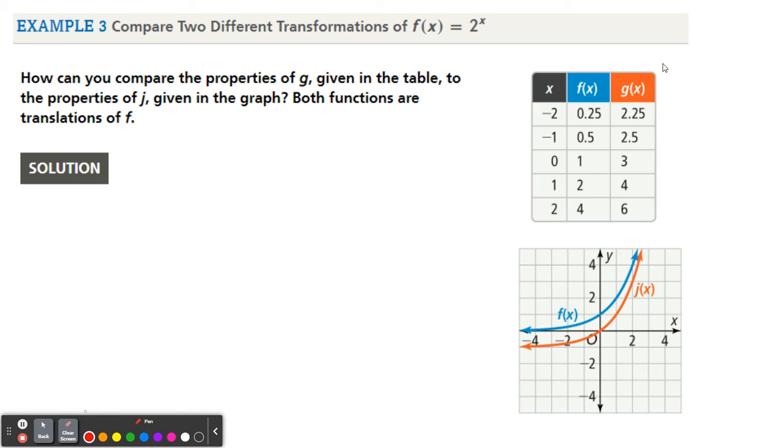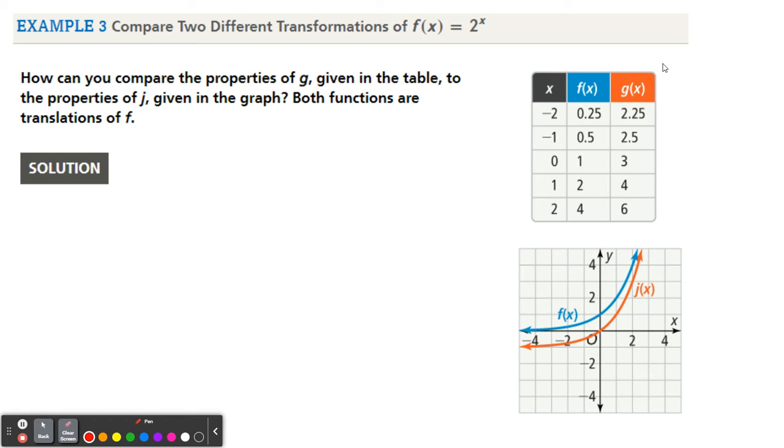So this is teaching you how we can use a table of values and a graph to compare functions. So I'm going to make this big table here, which is going to talk about a couple important things in terms of these functions. But first, let's compare the table.